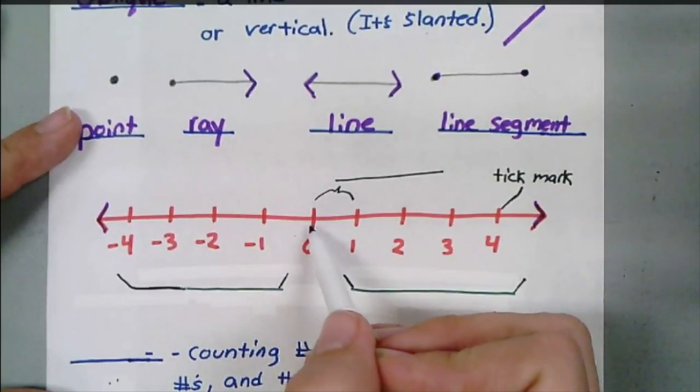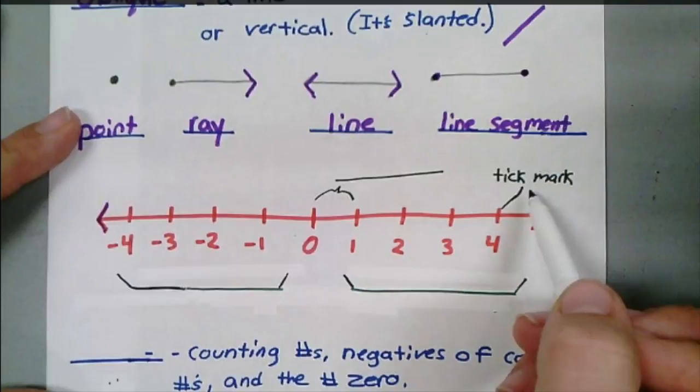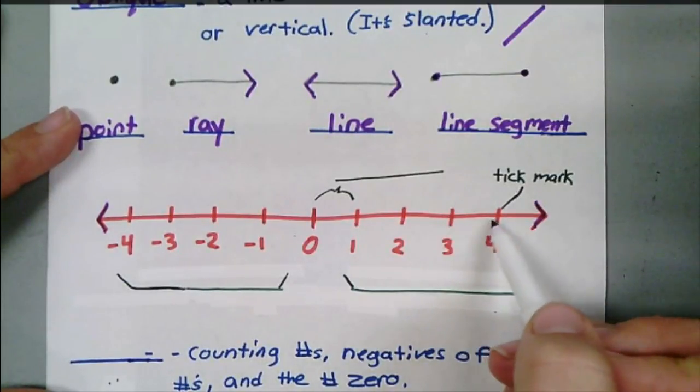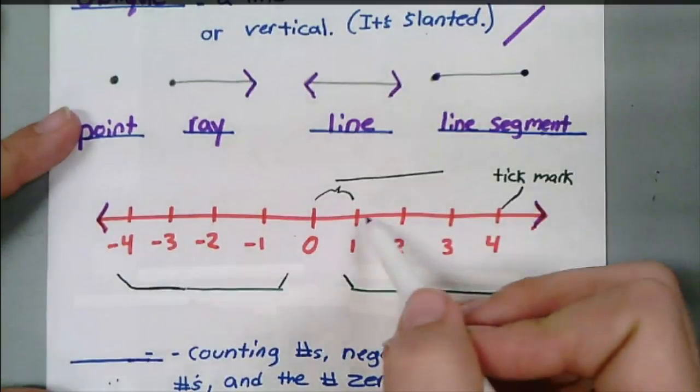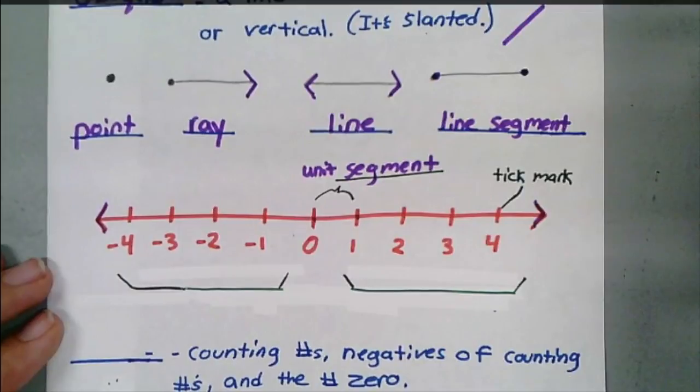Each of these little dashes we call a tick mark. And a tick mark shows a specific place on the number line. Notice that they're equally spaced apart. And we call each of these spacings a unit segment. Okay? Now our number line is really, really important. Our number line can show us how far things are from each other or how far they are from 0.